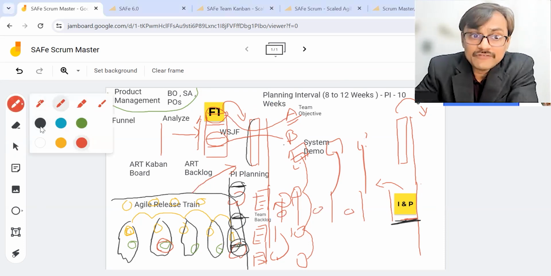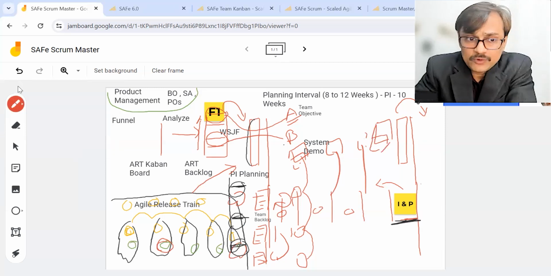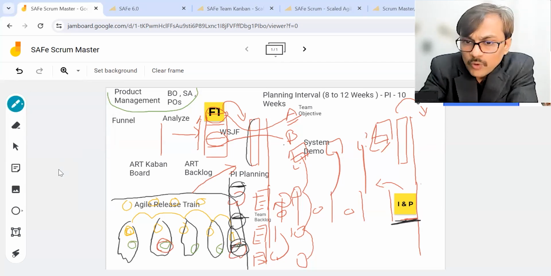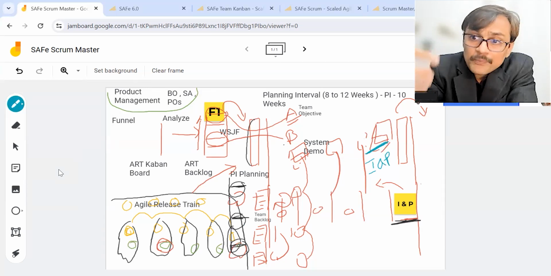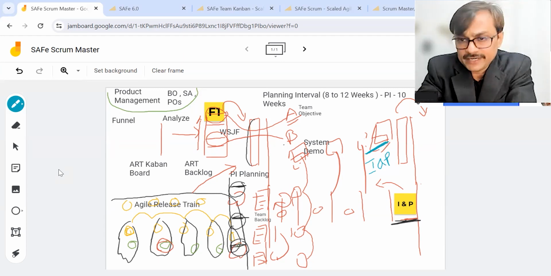So where all 125 people are involved, and we are doing, let's say, a big PI level system demo. This is called the PI demo. All 125 people will be involved. Based on that, we also have something called the Inspect and Adapt workshop, of which the demo is part. There is a problem-solving and retrospective meeting, which is additional to your team level retrospectives.